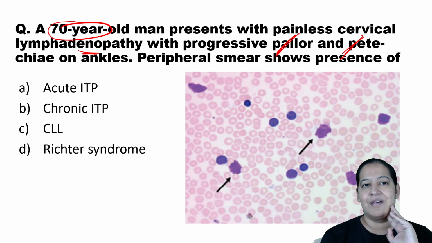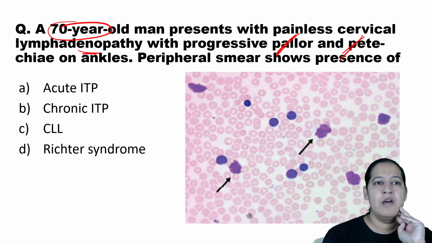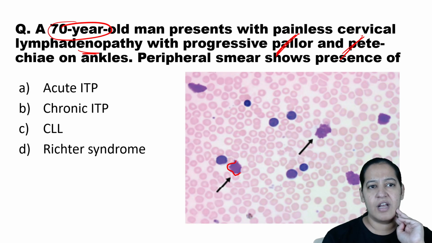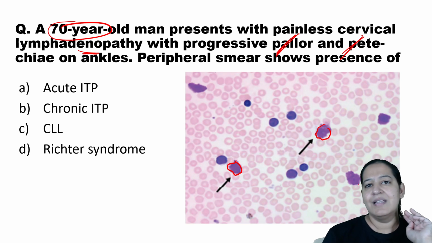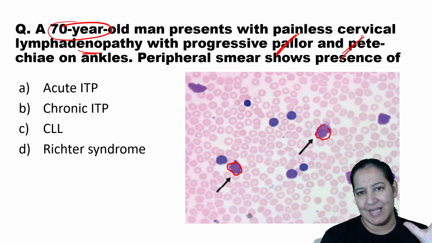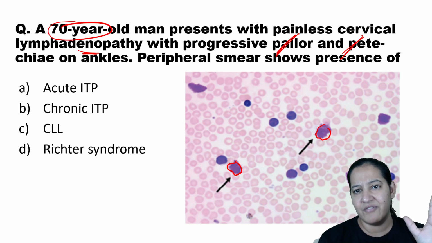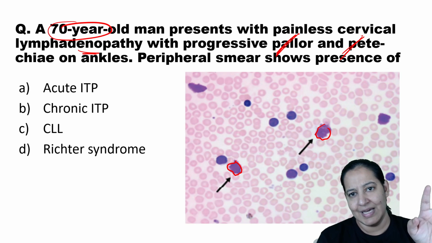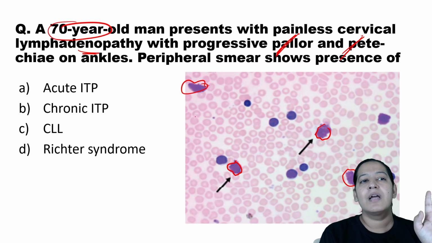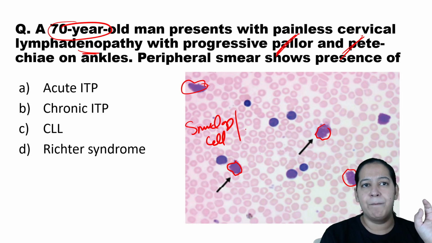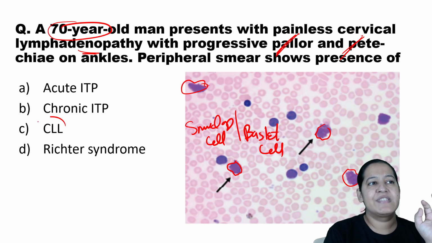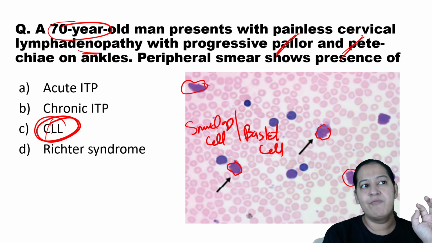See the peripheral smear. There are some arrows. What are these arrows indicating? What are these cells? These look like some broken cells. I can't find the nucleus. These are broken cells. These are known as smudge cells, also known as basket cells, which are a hallmark of CLL, chronic lymphocytic leukemia.